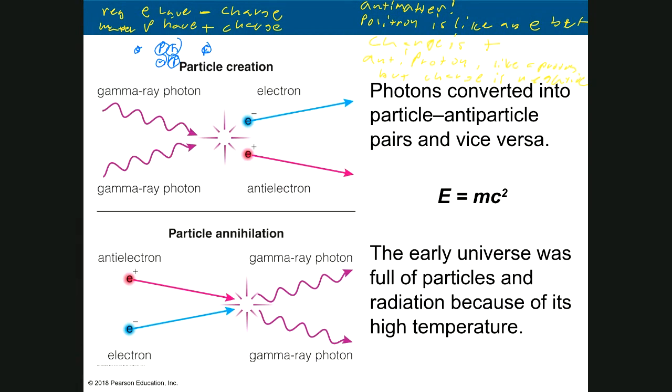And an anti-helium atom would have two antiprotons, two neutrons, and it would have these two positrons floating about. Okay? And that's what anti-helium would look like.